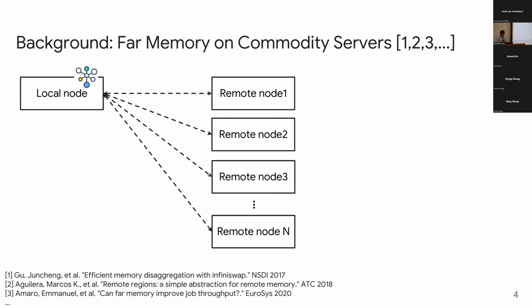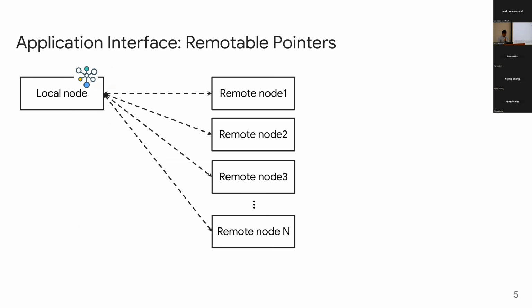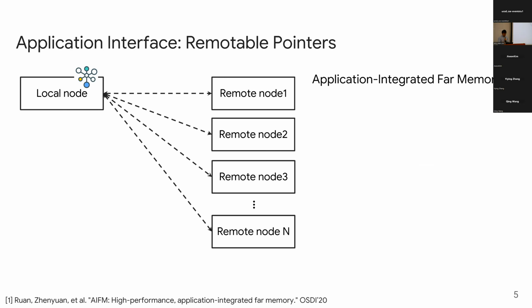So now let's just focus on one application running on one node and using far memory pool to store its data. For brevity, we just call that node the local node, and the set of nodes that could donate far memory the remote nodes. In our work, we assume the application uses remote pointers as the interface to access far memory. So this is the same as what people did in AIFM, or application integrated far memory from OSDI 20. So the basic idea is, let's first omit this dotted line.